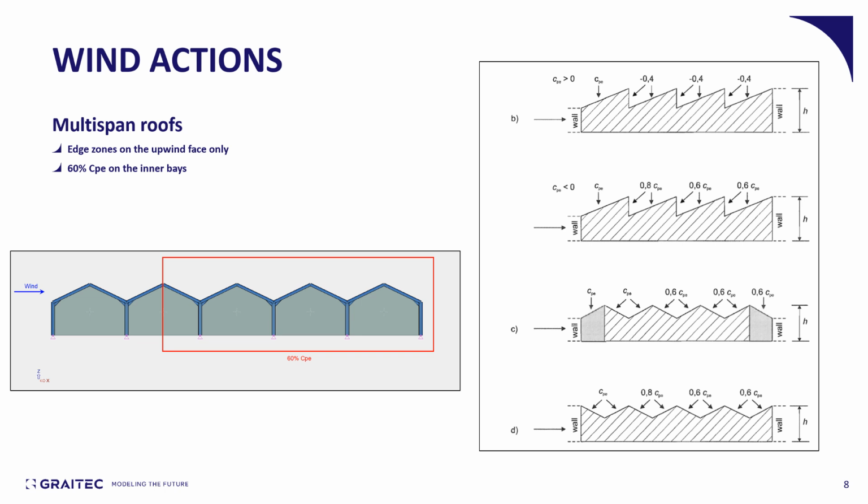And when it comes to multi-span roofs, first the edge zones, like the F and G zones with the peak forces, will only apply to the very first roof. The other volumes will only get the large H and I zones. And also, after a certain number of bays, like 1, 2, 3, the subsequent bays will see a reduction of their external pressure coefficient. Can be a 20% reduction or a 40% reduction all along. And again, this is automatically handled by advanced design.